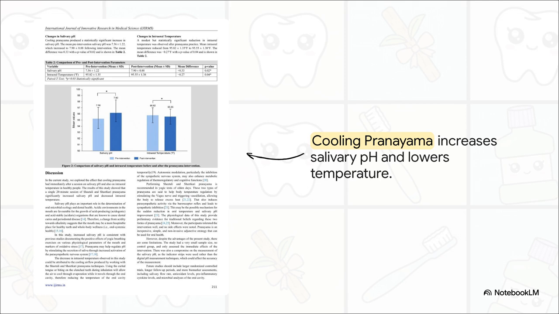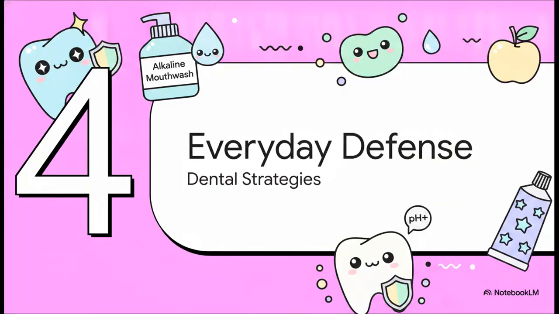Why does this matter to us? Well, because cavity-causing bacteria absolutely thrive in acidic environments. By stimulating the vagus nerve and increasing salivary flow, this simple breathing technique naturally buffers the mouth against those acid attacks.